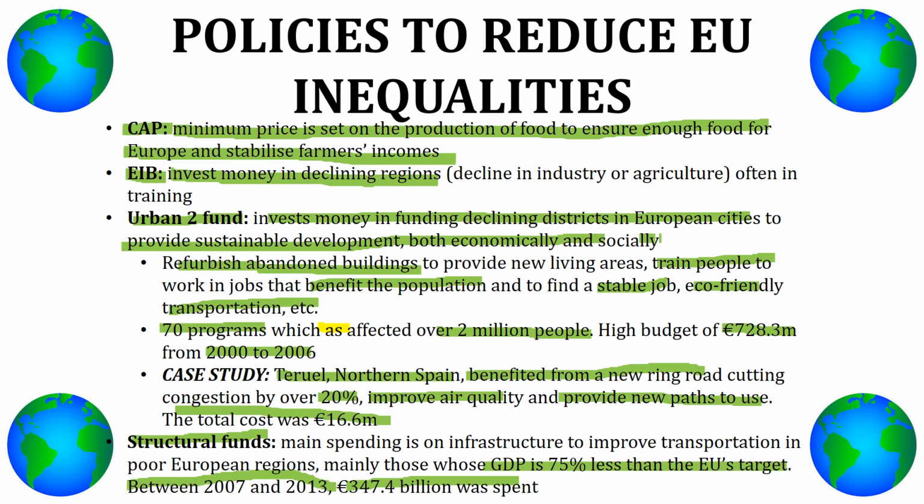The next one is the Urban 2 Fund, which invests money in funding declining districts in European cities to provide sustainable development, both economically and socially. So what they do is refurbish abandoned buildings to provide new living areas, train people to work in jobs that benefit the population, like medicine or banking, and to find a stable job, and to provide eco-friendly transportation, etc. There are approximately 70 programs which has affected over 2 million people.